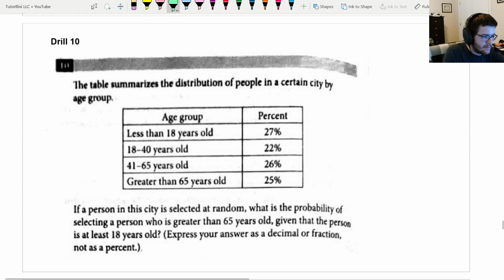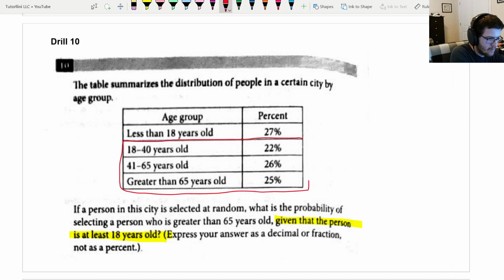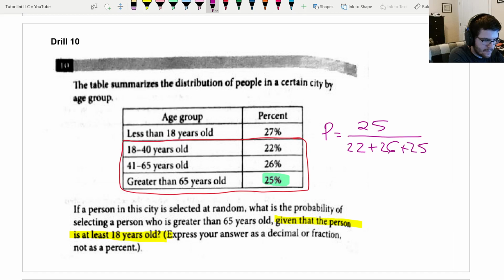Okay, it says, what is the probability given that the person is at least 18 years old? Okay, so that's a target group. So at least 18 years old. That is just these bottom 3 rows. And we want to know greater than 65. So that's here. So we're going to do the probability is 25 over the total in that red box that I just drew. So 22 plus 26 plus 25.